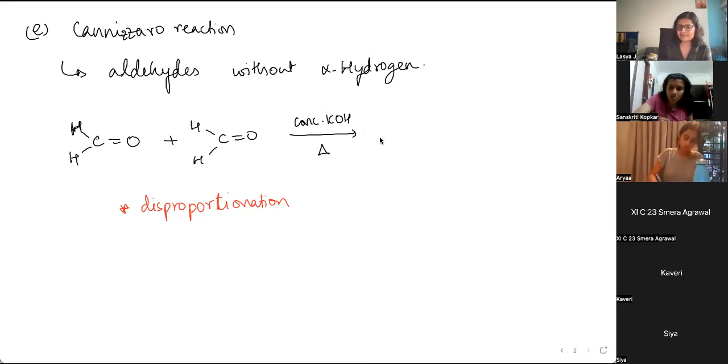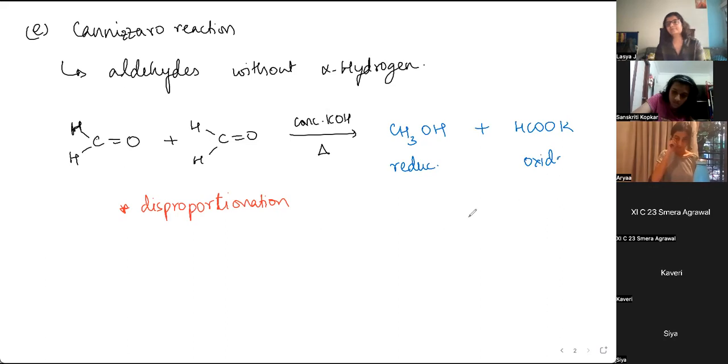So here also it's the same idea. This is disproportionation. So you end up getting a reduction product, which in this case is an alcohol, and an oxidation product, which is a carboxylic acid. Because you're heating with KOH, you get the carboxylate salt. So this is the reduction product. This is the oxidation product. Because it's the same formaldehyde undergoing both reduction and oxidation, this is disproportionation.